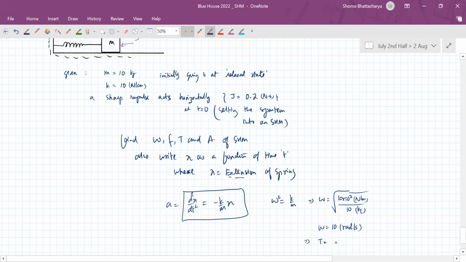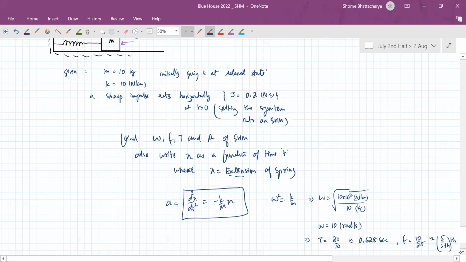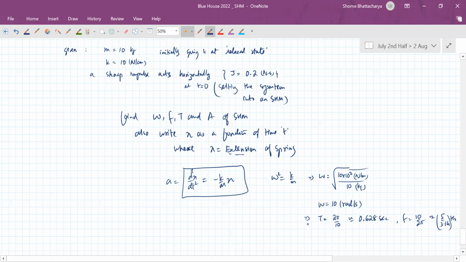That means the time period is 2 pi by 10, or pi by 5, approximately this much. And the frequency is omega by 2 pi. So we got the time period and the frequency. Now the amplitude and the phase constant also come from the initial condition.